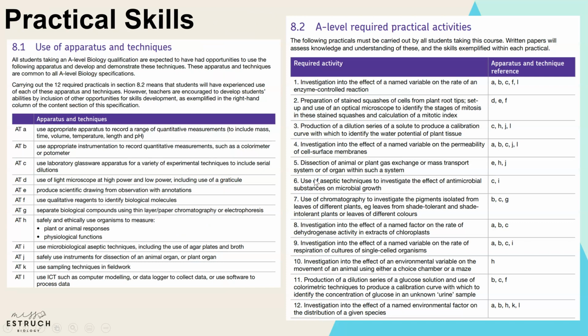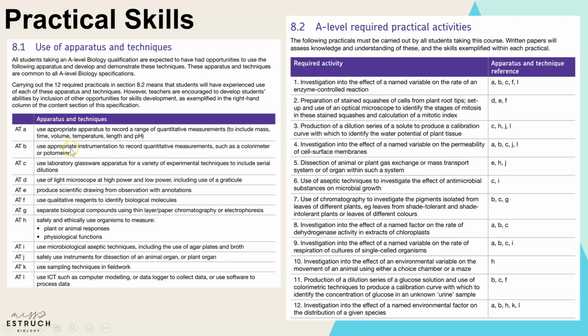Now lastly is the practical skills section of the specification. And the required practicals is one element, but you also have to know all of these apparatus and techniques, which is often the bit that gets overlooked by students. So for example, the first thing it says is you need to know how to use the appropriate apparatus to record a range of measurements. So for example, you need to know which piece of equipment you would use to measure mass, time, volume, temperature, length and pH. And that could be a 1-mark question.